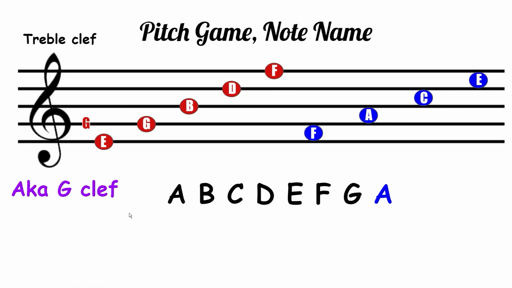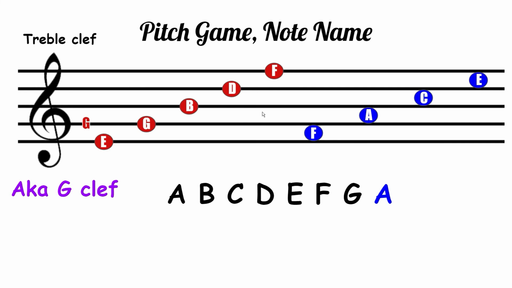Now let's play a little game that will help you remember the names of the line notes and the space notes. And it goes like this. Pitch game, note name, with an E and a G and a B, D, F and an F, A, C, E. All right? Be my echo. Pitch game, note name. With an E and a G and a B, D, F. And an F, A, C, E.